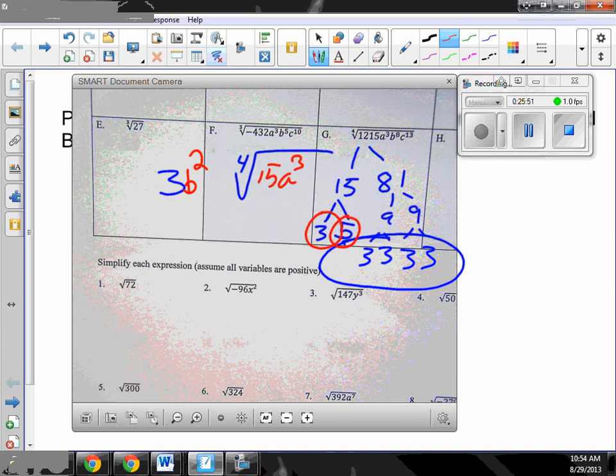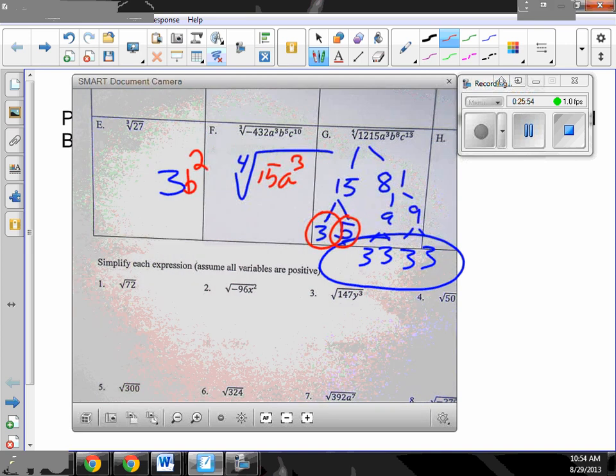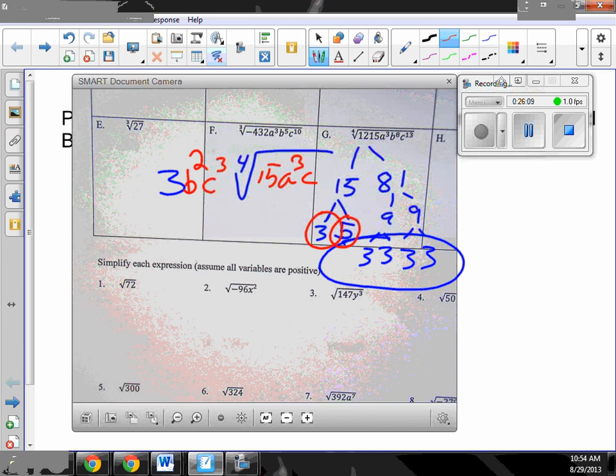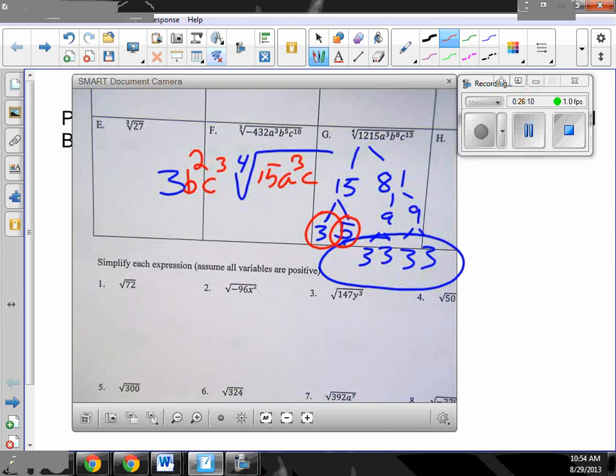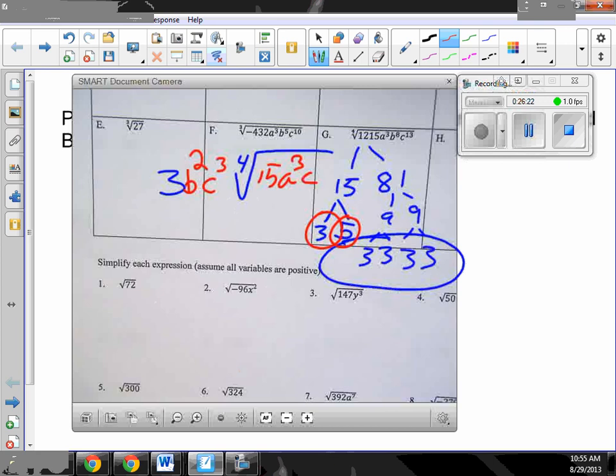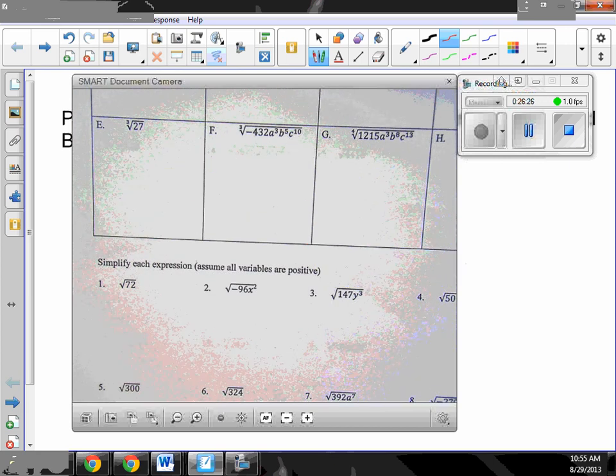How many quads of C do I have? 3. I get rid of 12 of those C's. 3 groups of 4. So C to the third with just a C left over. So if I were to line up all 13 C's and count off groups of 4, I would get 3 full groups with 1 remainder. So the 3 come out and the 1 stays in. All right? Letter H.